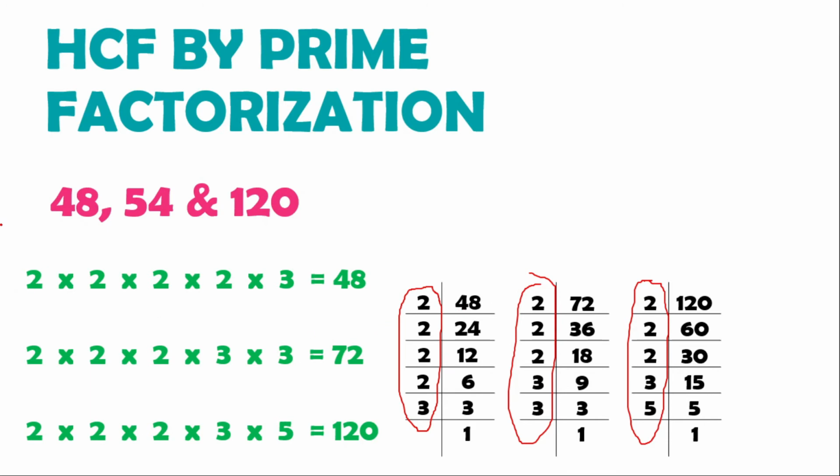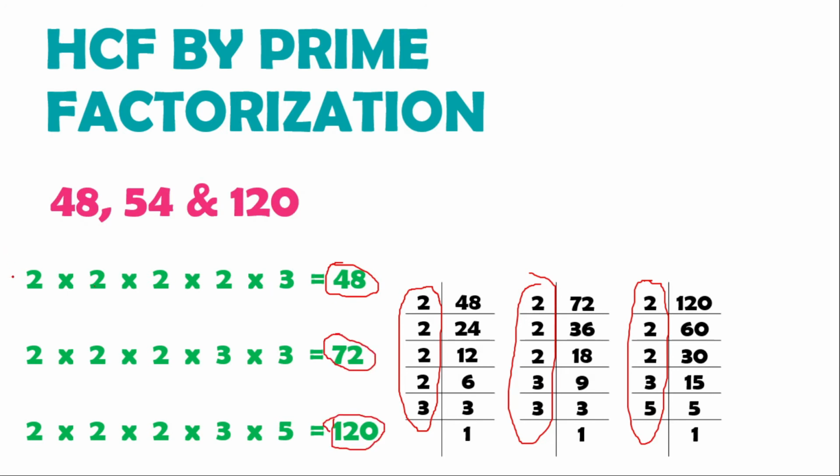So 48 means 2 into 2 into 2 into 2 into 3. So we will get the answer of 48. If I want to revise, I will just tell: 2 into 2, 4, 4 into 2, 8, 8 into 2, 16 and 16 into 3, 48. And that's the same method for 72 and 120 also.